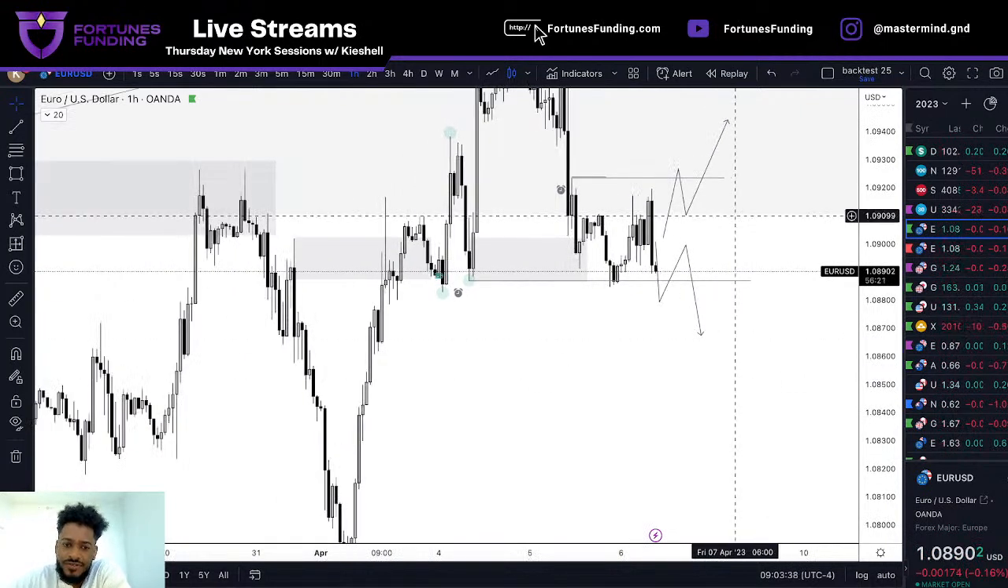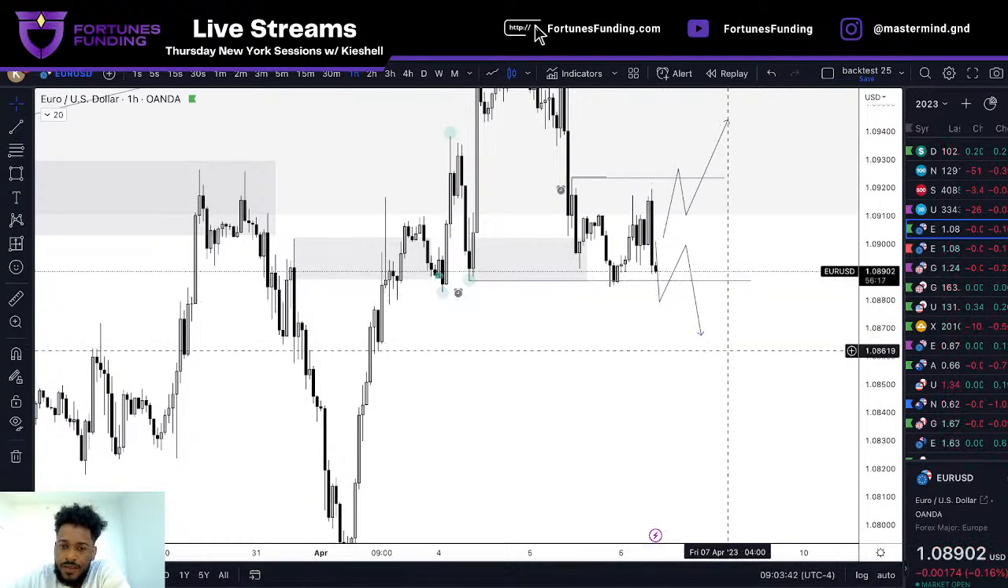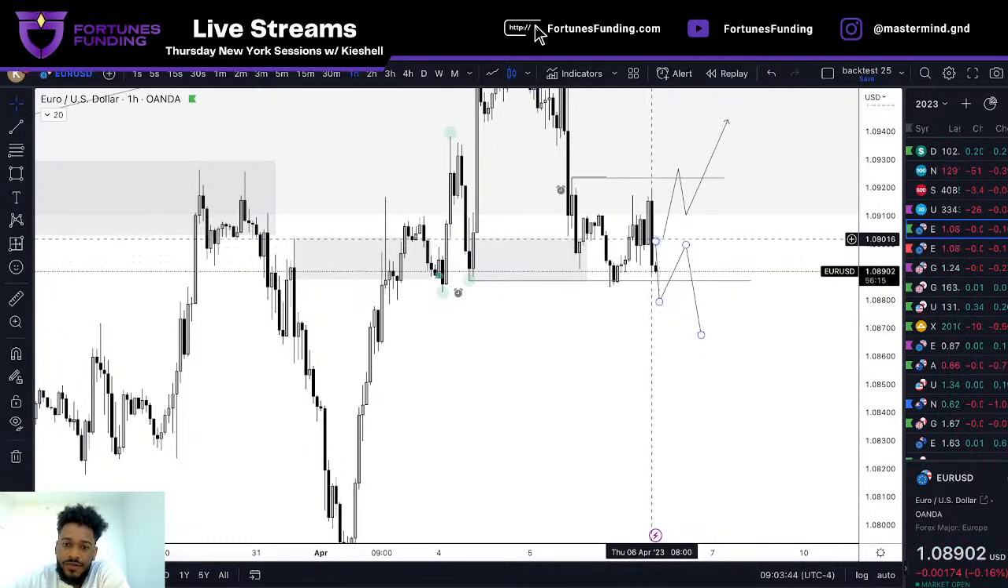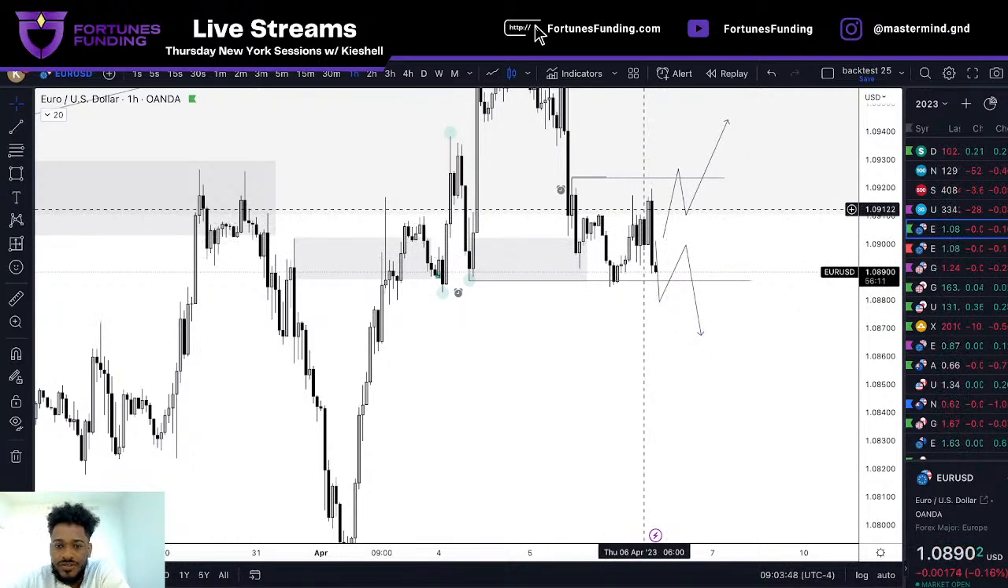Euro USD looks promising for sells. Once we have a dip below here, we have a nice zone right here on the 1 hour. We can execute on.